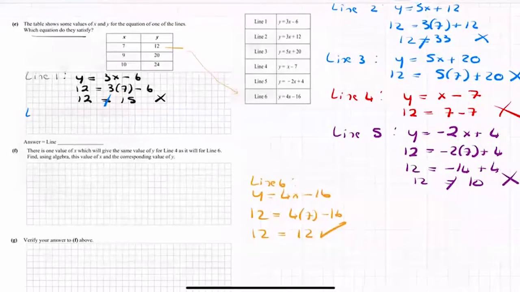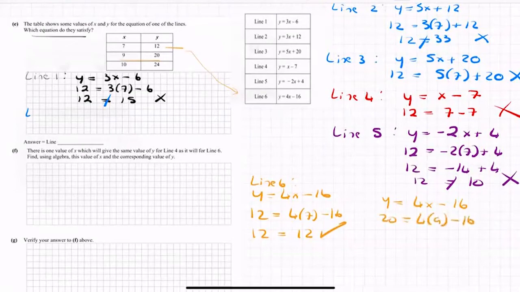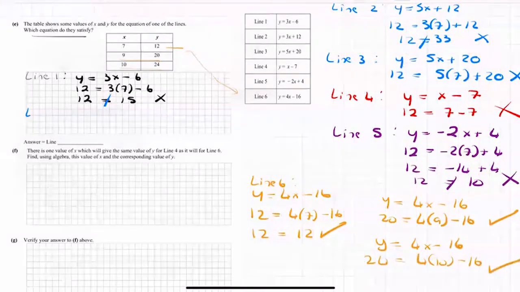Now let's check the second point, which is 9, 20, because it should work for them all. y is equal to 4x minus 16. 20 is equal to 4 times 9 minus 16. 4 nines are 36, minus 16. That's good. And then let's try the last one, which is the coordinates 10 and 24. 4 times 10 minus 16, and that's equal to 24. So line 6. Definitely should have started at the bottom for that question. I hope that makes sense.